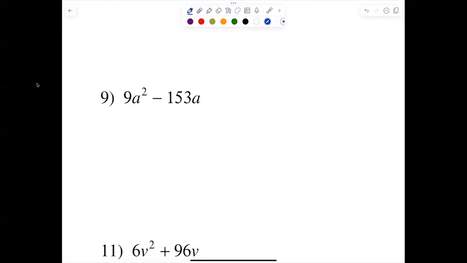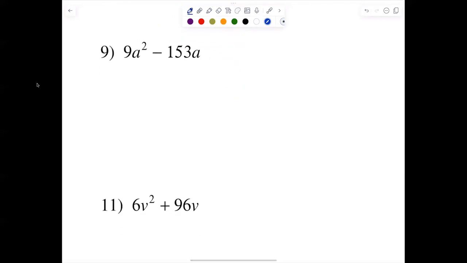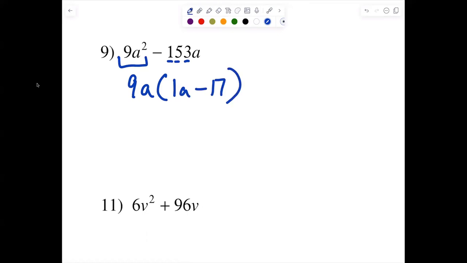Sydney, does 9 go into 153? Yes, it does. 1 plus 5 plus 3 is 9. All right, so what's common? 9, what else? 9a. What's left behind? 1, and then minus, of course, 17 times 9 is 153. All right, anybody have any questions with that? Yes, of course, 1 is the same. I'm doing that just because I'm emphasizing I divided.